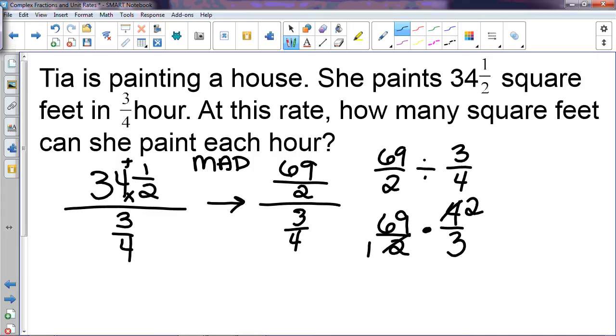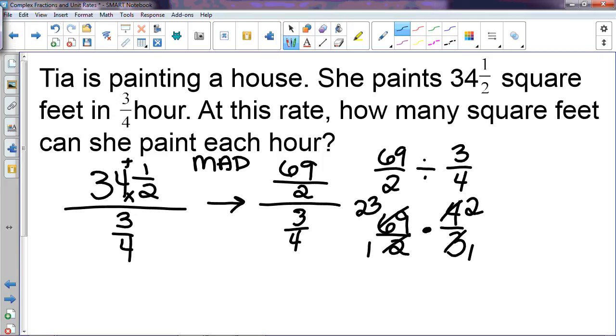Now, 3 and 69, it may be hard to know what goes into 69, so here's a trick to find out if 3 goes into a number. You take the digits, so 6 plus 9, that gives us 15. Does 3 go into 15? Yes. That's a cool divisibility trick that you can use. So, if you add the digits together and 3 goes into that number that you get for your sum, that means that 3 also goes into that larger number. So, 3 goes into 69 23 times. 3 goes into 3 one time.